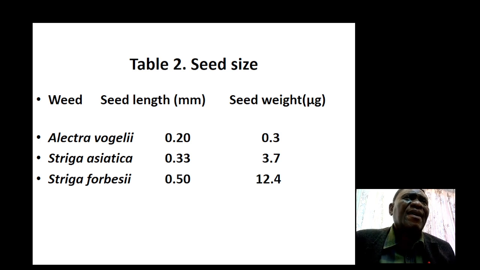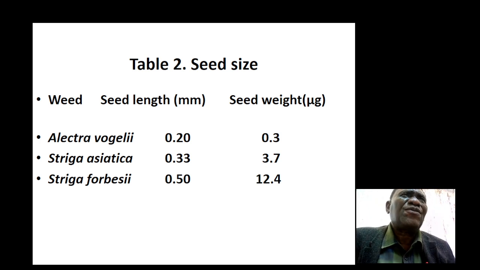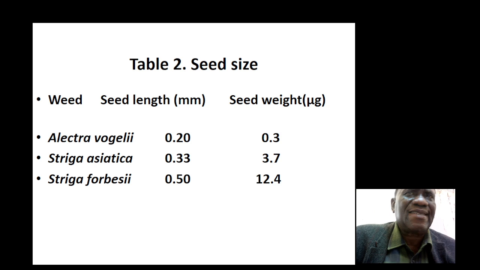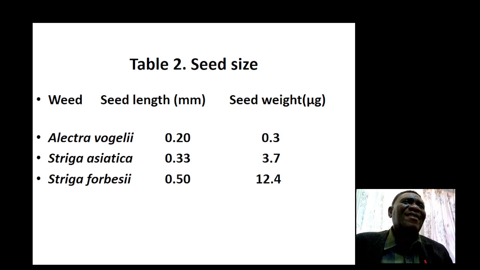Right. And the weight of Alectra vogelii is 0.3 micrograms. Striga asiatica 0.33 millimeters length, 3.7 micrograms. Striga forbesii 0.5, about 12.4 micrograms. You can see that Alectra vogelii has got the smallest size of seeds. But all these seeds appear as dust, so they are very small.